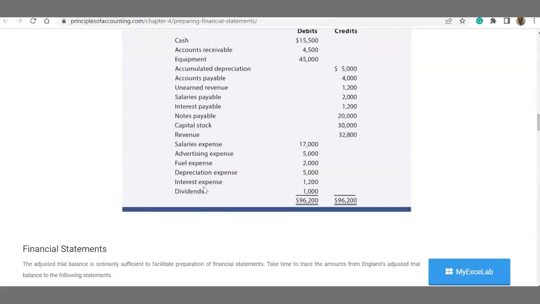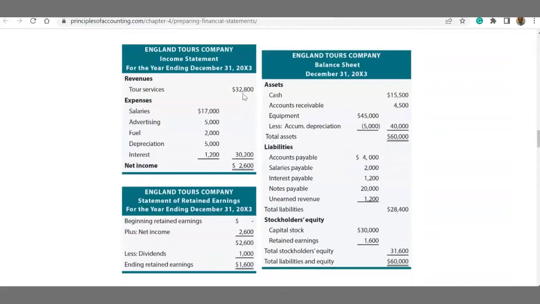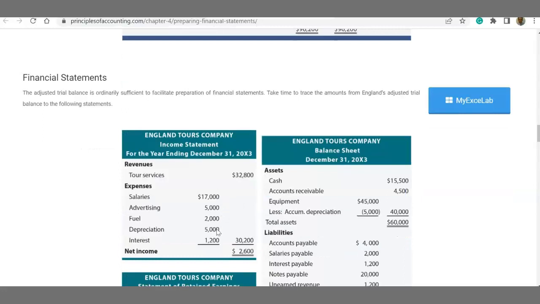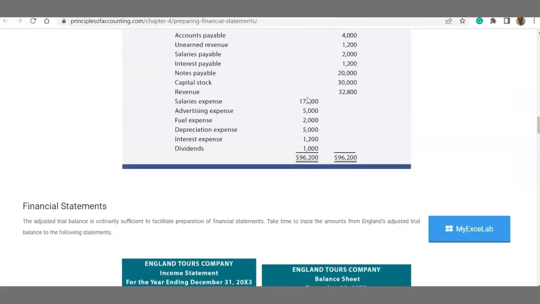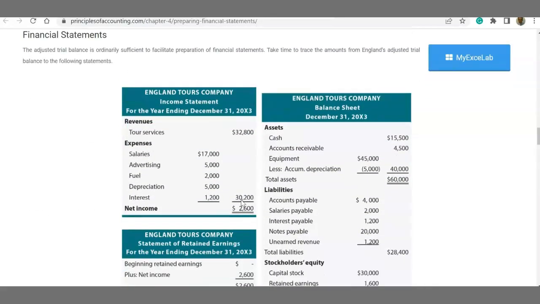So pick up anything in the revenue and expenses, pick that area, and go to number one, which is the income statement, and create your revenue, 32,800 equals that box right there. And all the expenses equal that area. Add them up. And then total revenue minus total expense gives you net income.